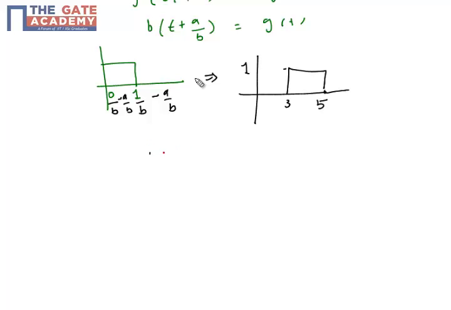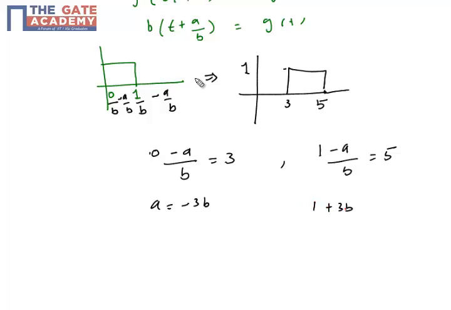So just compare both sides. You will have 0 minus a by b is equal to 3 and 1 minus a by b is equal to 5. We need to find the value of b. So basically a is equal to minus 3b. Put the value of a here. So 1 plus 3b is equal to 5b. So 2b is equal to 1. So b comes out as 1 by 2.